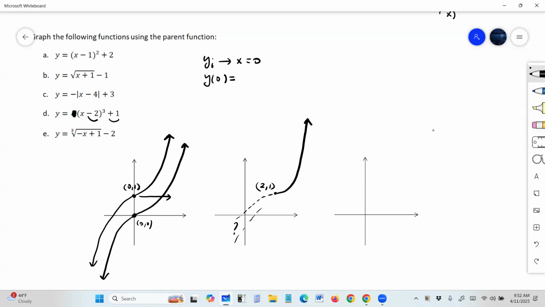So y of 0, we're going to replace x with 0: (0 minus 2) cubed plus 1. Negative 2 cubed plus 1. Negative 2 to the third power is negative 8, plus 1, negative 7. So you know from this that the function is crossing below the x-axis, so you have to graph it this way now. And you have to identify this location as 0, negative 7.